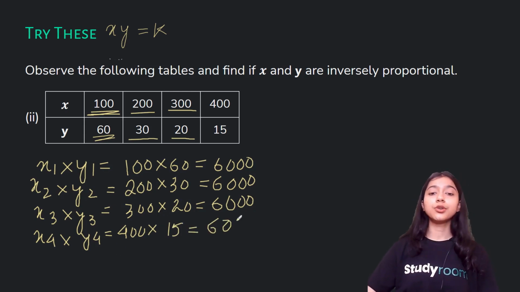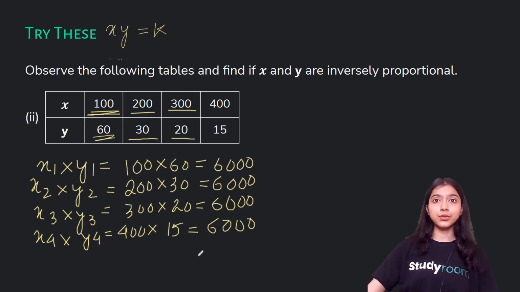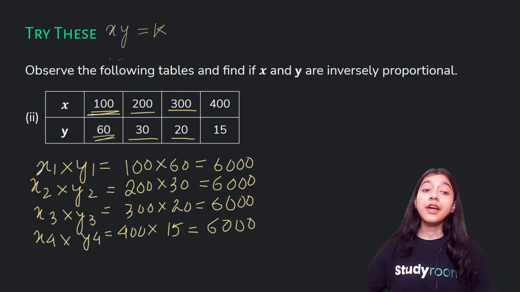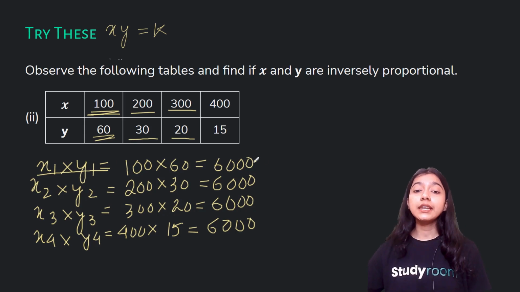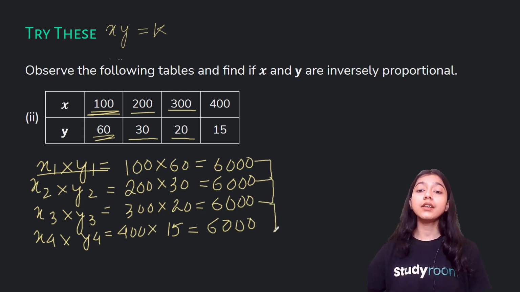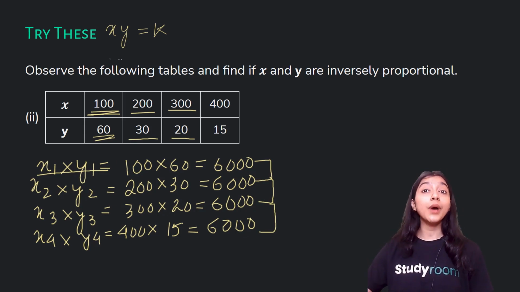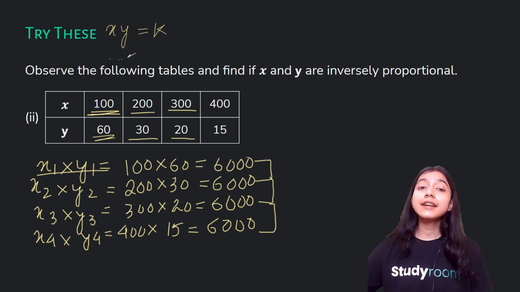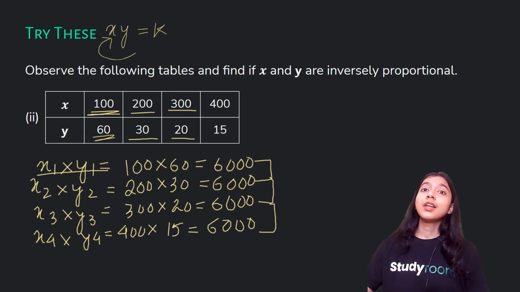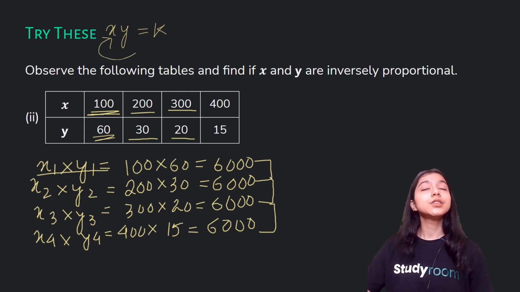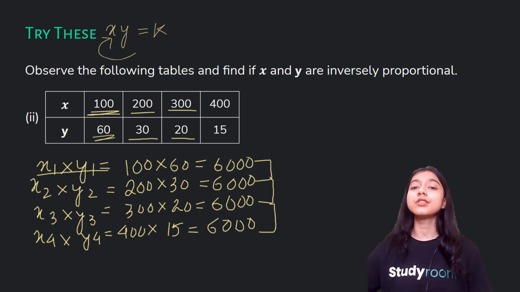And then we have 2 zeros. So ultimately, we get 6000. So what do we observe? That the product of the variables in each case is equal. That means in this particular question, the values of x and y are satisfying the important condition for the two variables to be inversely proportional to each other.